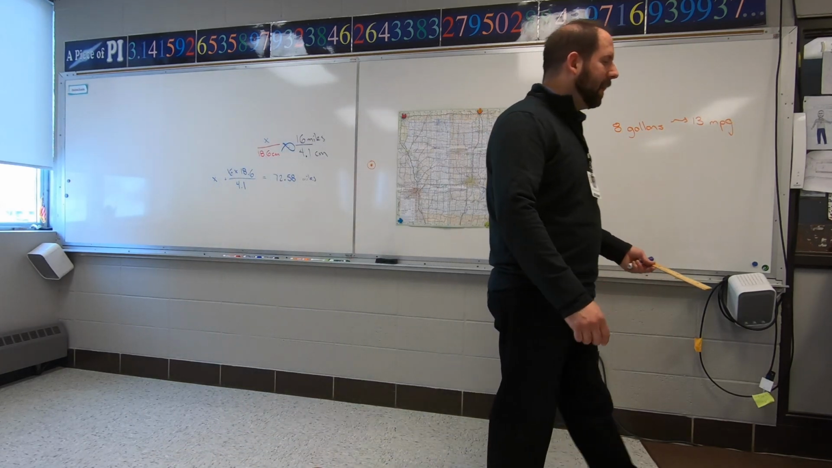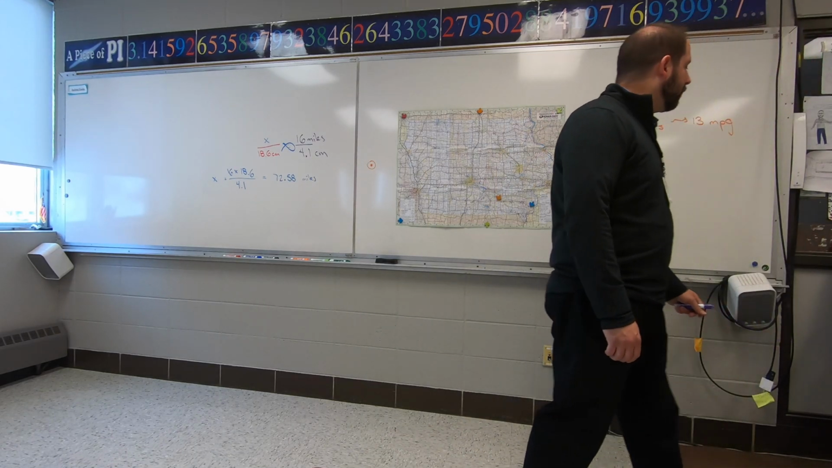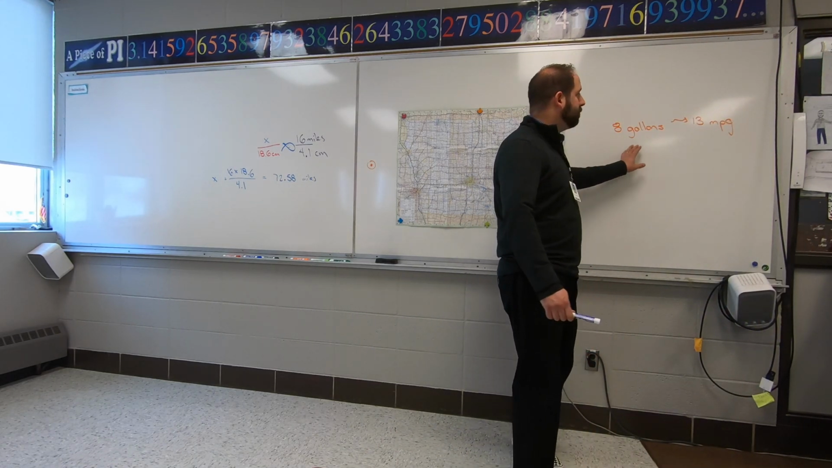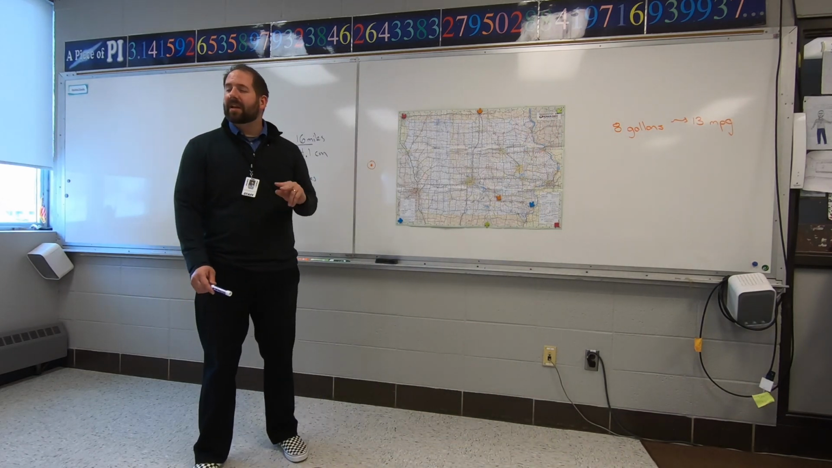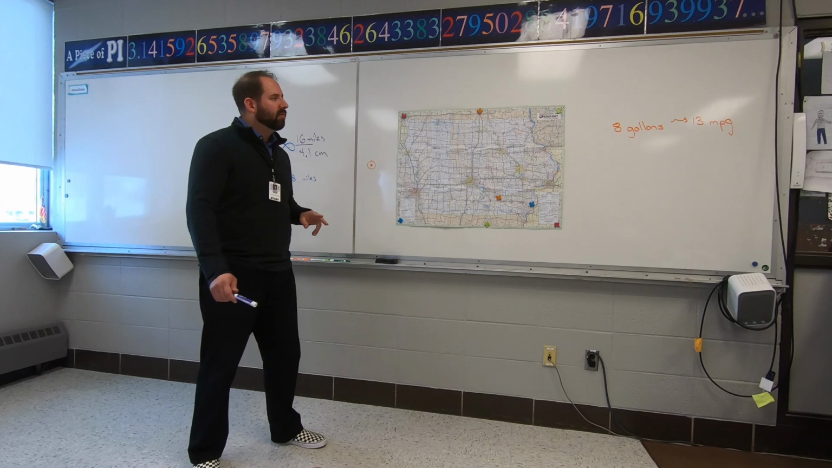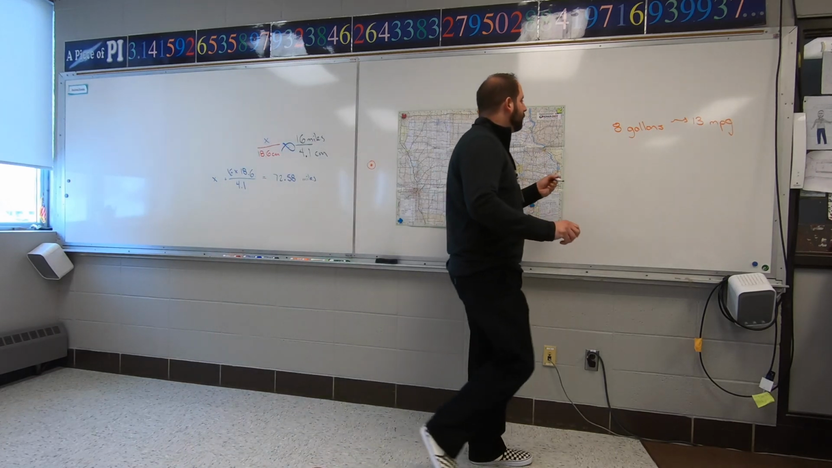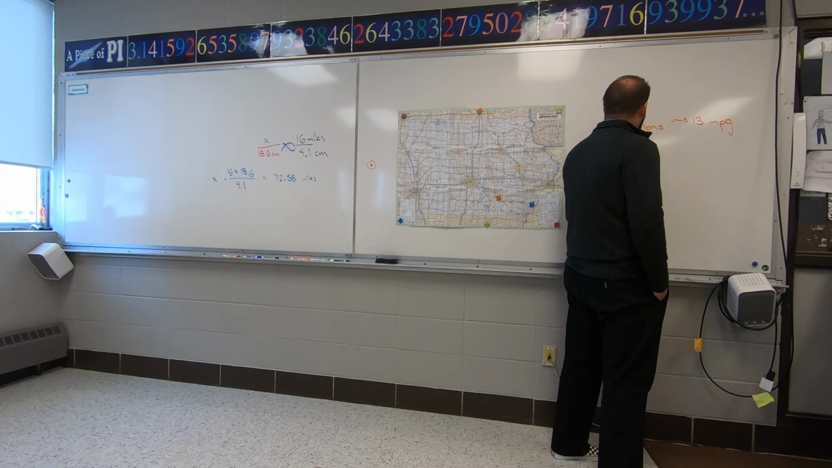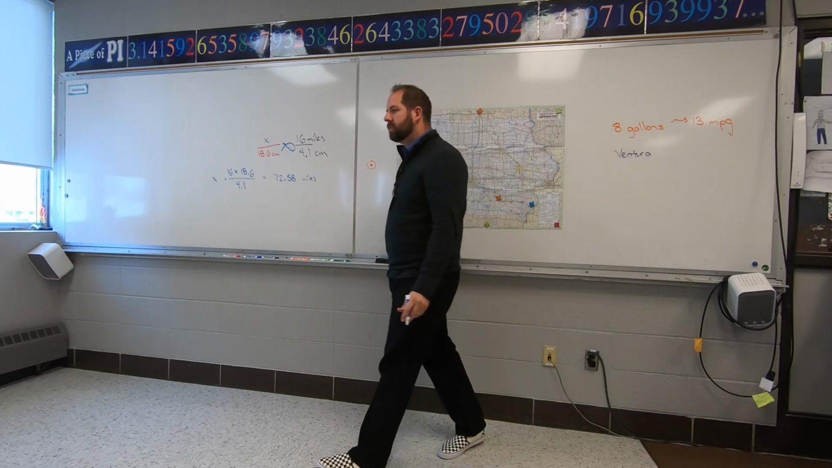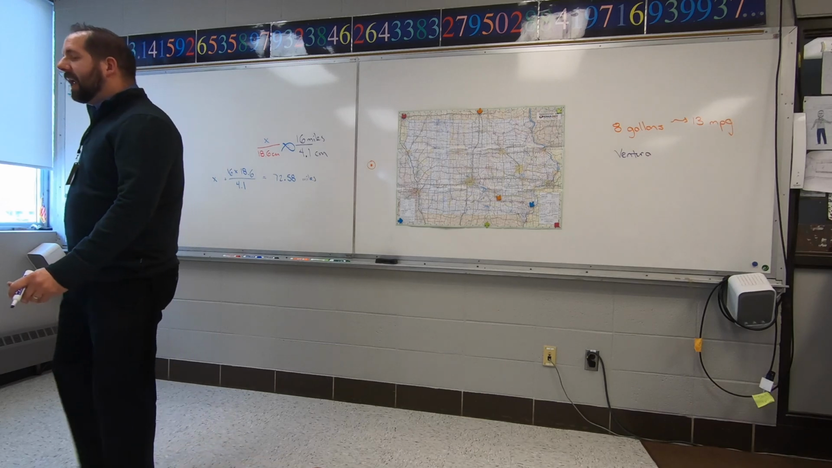Not very good. And you want to know where you can travel. The big thing you need to know is this: you need both these numbers so you can figure out the mileage you can travel. But then the second thing is you've got to know your starting point. Starting point for us, we're going to go Ventura. Okay, so Ventura, Iowa.